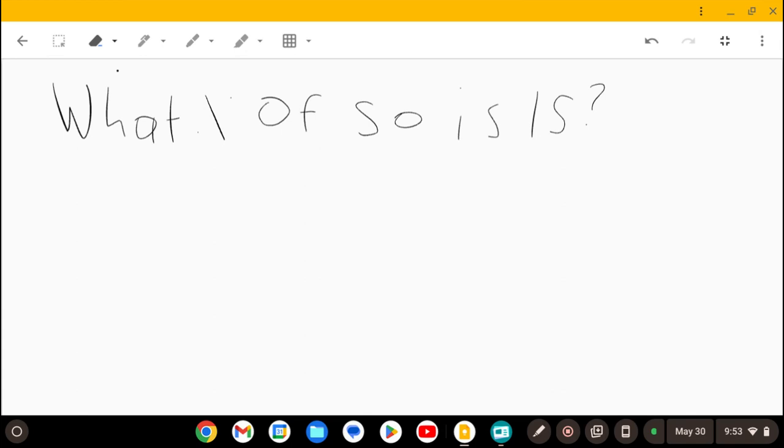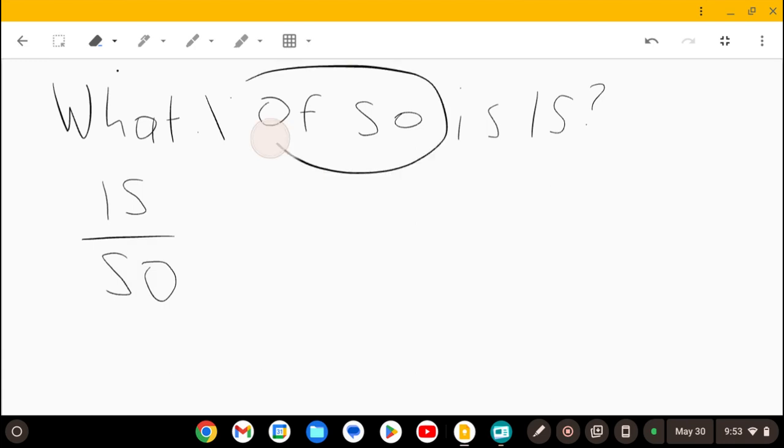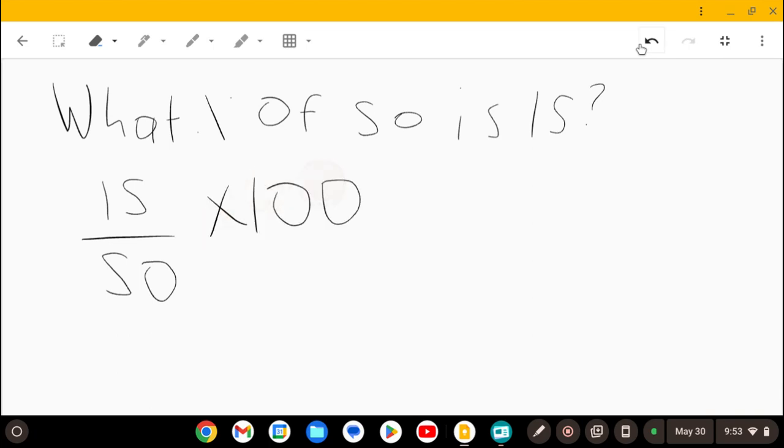So to do this, what we need to do is to put the amount, which is 15, over the total of 50. So we know 50 will be the total because "of" always comes before the total, right? So what percent of 50 is 15? We're going to put the amount, which is 15, over the total, which is 50, and then just multiply that by 100, right? So now what we'll do is to simplify.